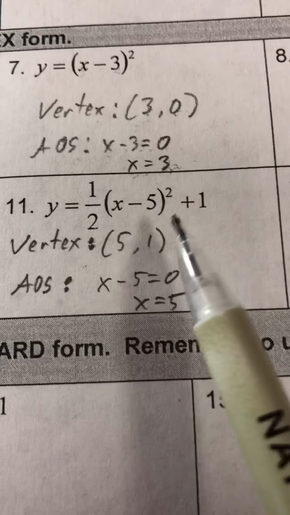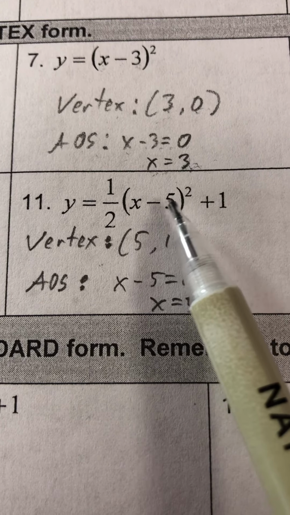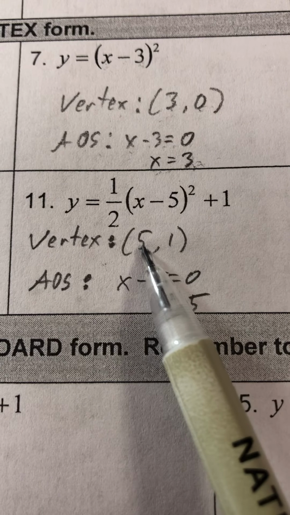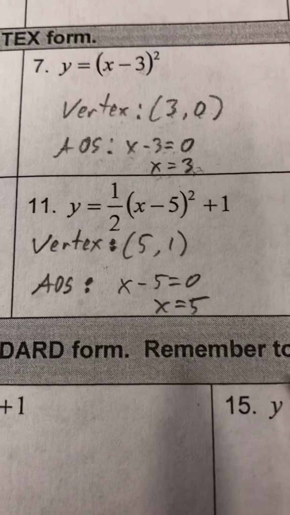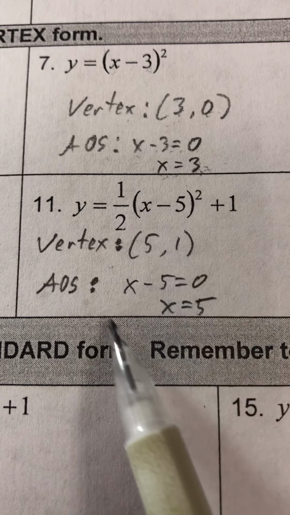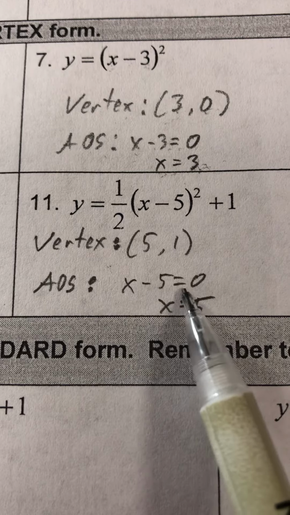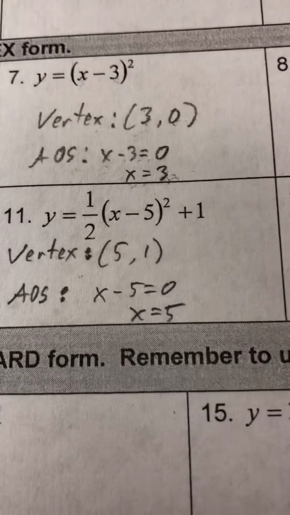Number 11, I have minus 5, so my h is just 5, and my k is a positive 1, so I have a 1 there. That's my vertex, 5, 1. And then for my axis of symmetry, I just take this and set it to 0. X minus 5 equals 0, and I solve for x, so I add 5 to both sides, so x equals 5.